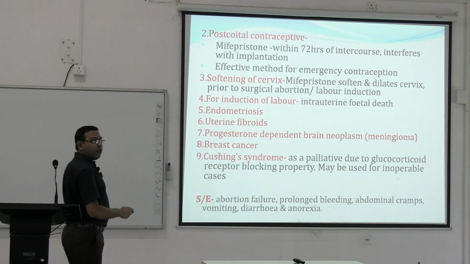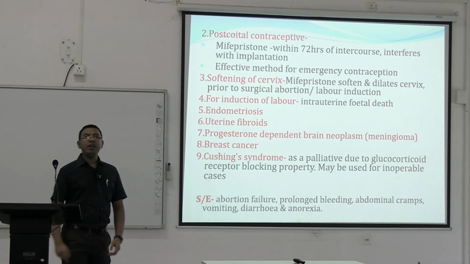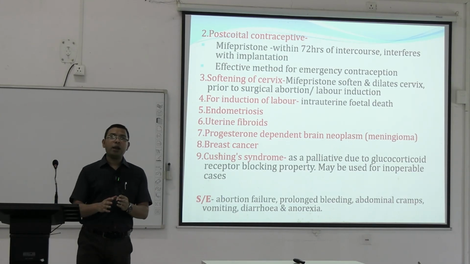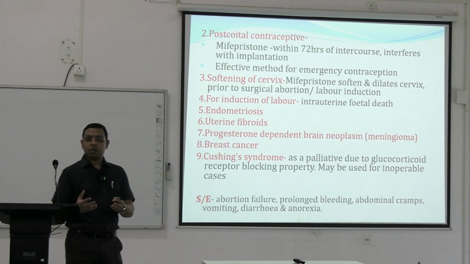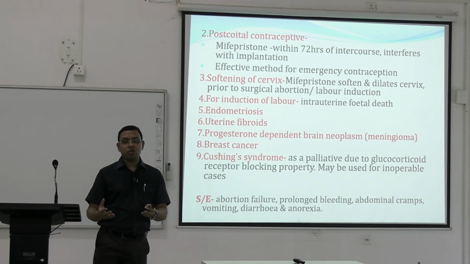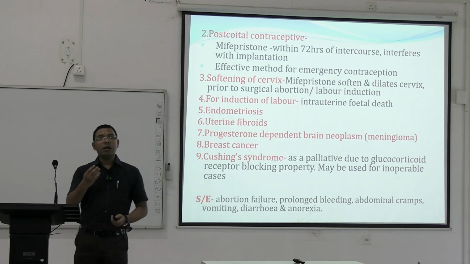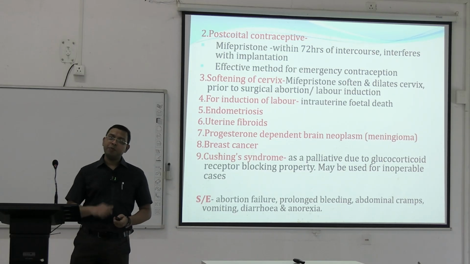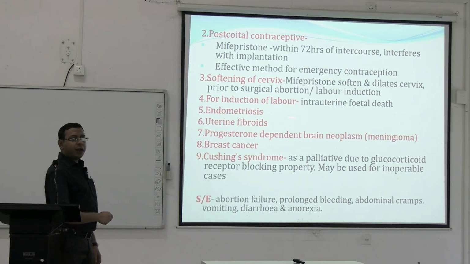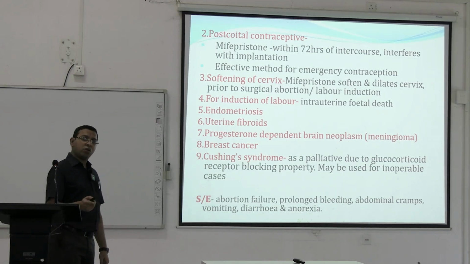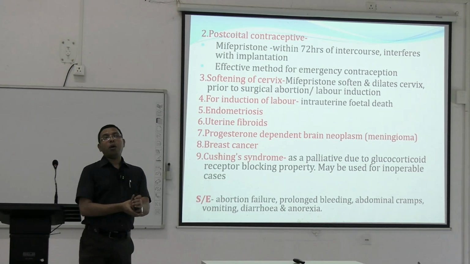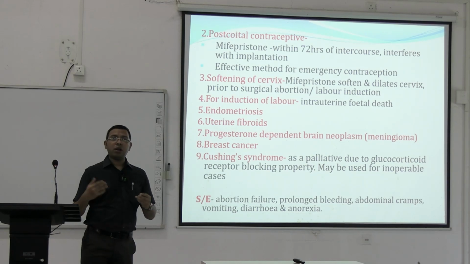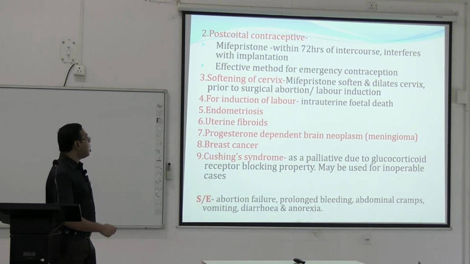For induction of labor, mainly in case of intrauterine fetal death, that is, fetal death has already happened within the uterus. If it continues, there will be complications. There will be high maternal death also. So we have to expel the dead fetus, and for this also mifepristone is used. Endometriosis, we have already seen this, and it can also be used. Uterine fibroids. Fibroid is a non-malignant tumor and it is also associated with infertility. Here it can be used.